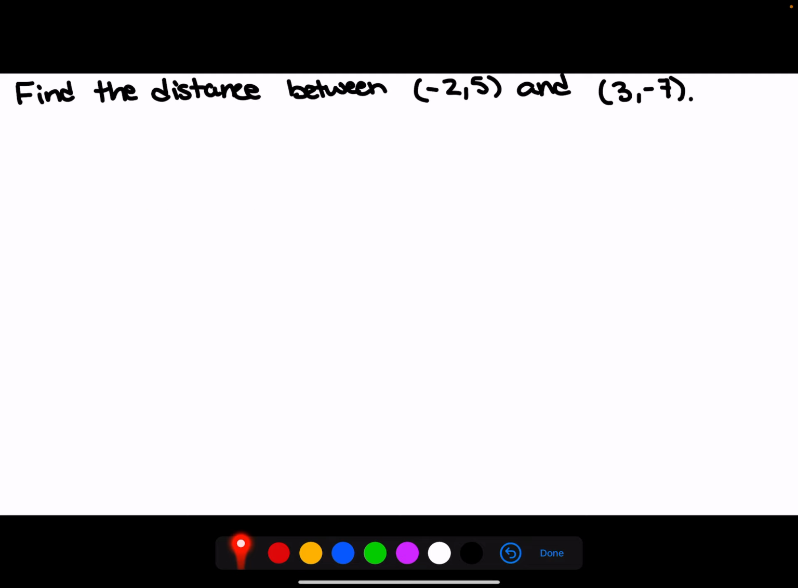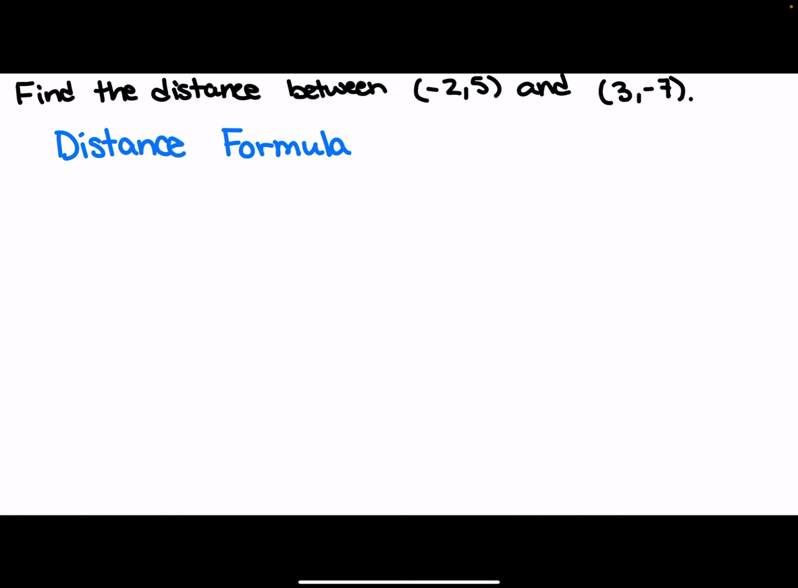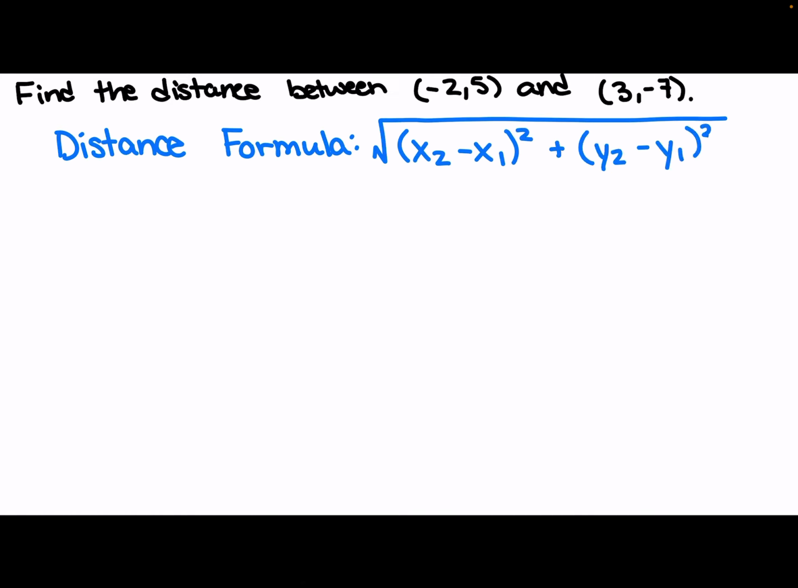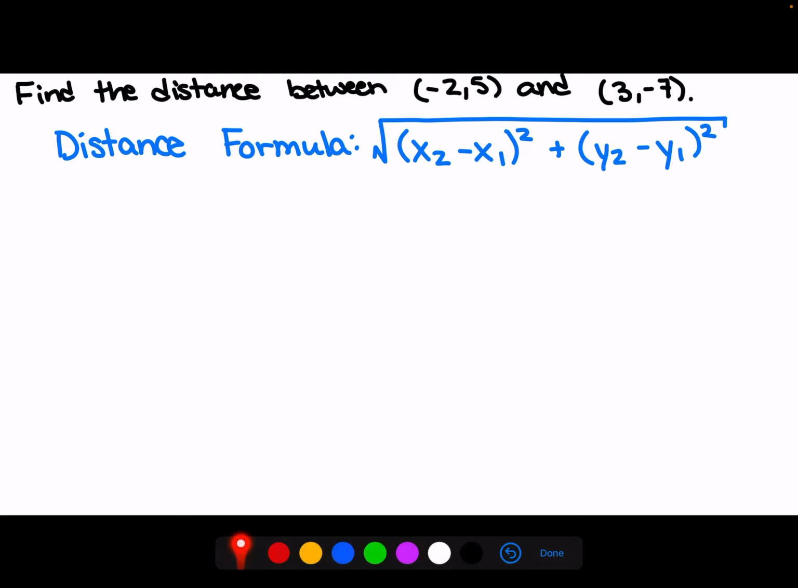Getting started, we're going to find the distance between these 2 points. We have the point (-2, 5) and the point (3, -7). In order to find the distance between 2 points, we're going to use the distance formula: x2 minus x1 squared plus y2 minus y1 squared. You take that sum and take the square root of it. That'll give you your distance. Again, this is just derived from Pythagorean's theorem.